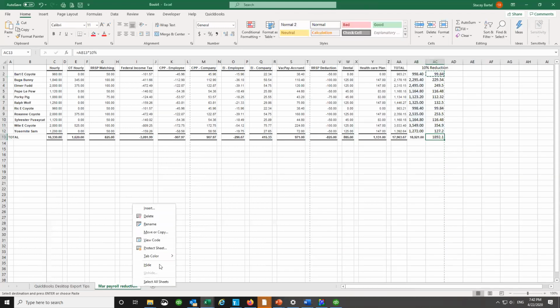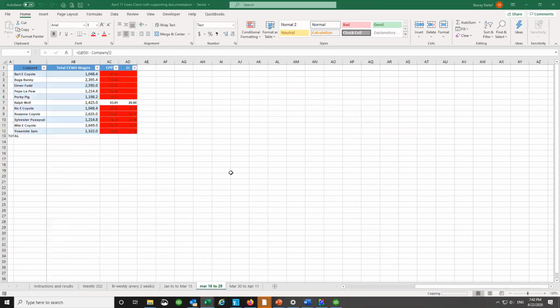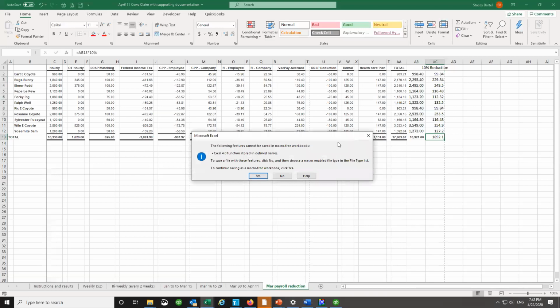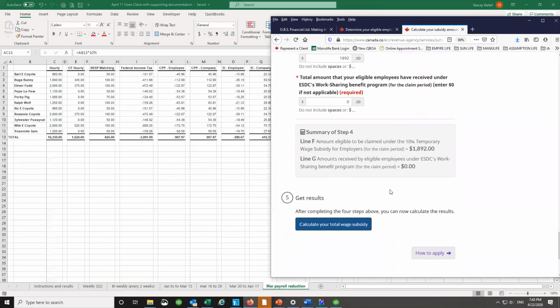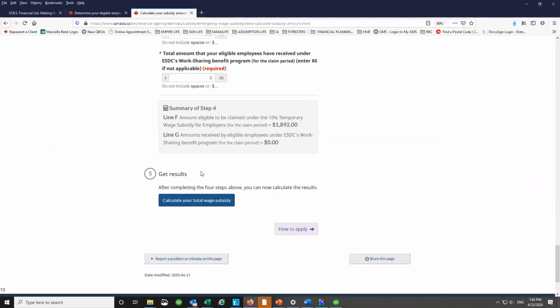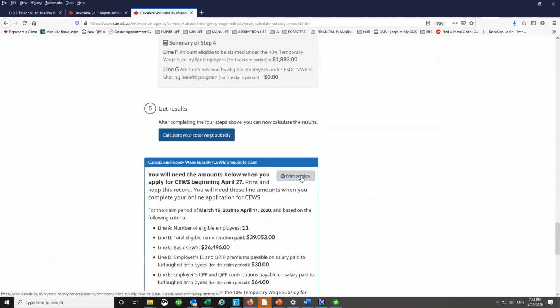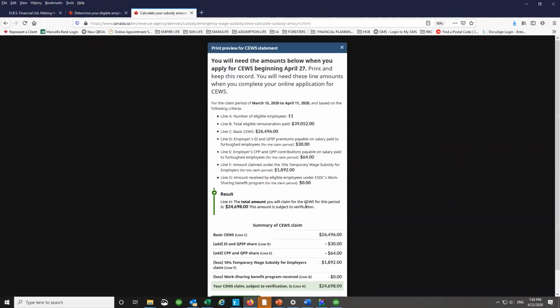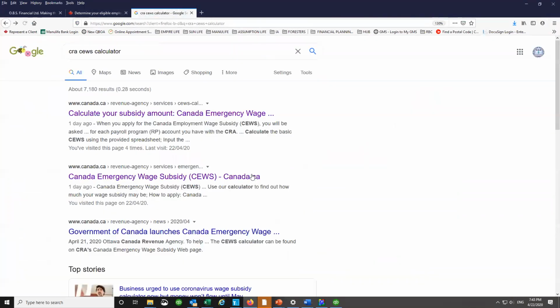Now, before I do this, I am going to move and copy the sheet back over into my April 11th CEWS sheet. I'm going to move it back into here because again, we want to keep everything, save it. We want to keep everything for audit purposes. So here's our 10% reduction. We've included that on here and we put a 0 for this. Okay guys, we're almost over. Now we're going to click on calculate your weekly subsidy and you can print this. So if you click on print preview, this is what it's going to look like, right? Print the statement. But at the end of the day, we're just going to back up.